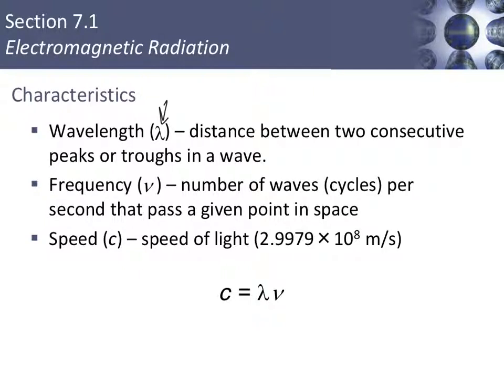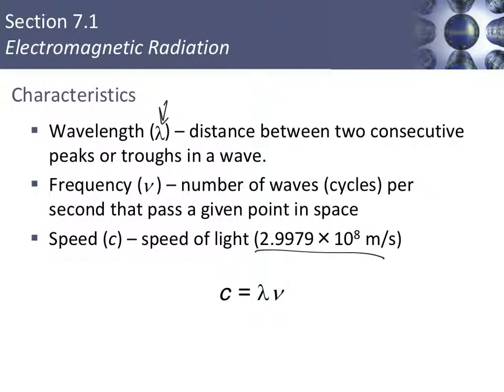The frequency is the number of waves in 1 second that pass through a given point in space. So how often does the wave go by? And then the speed, obviously, is how fast the wave is moving. And in the case of light, and actually in the case of all electromagnetic radiation, whether it's microwaves, radio waves, gamma rays, X-rays, or visible light, they all travel at the same speed.